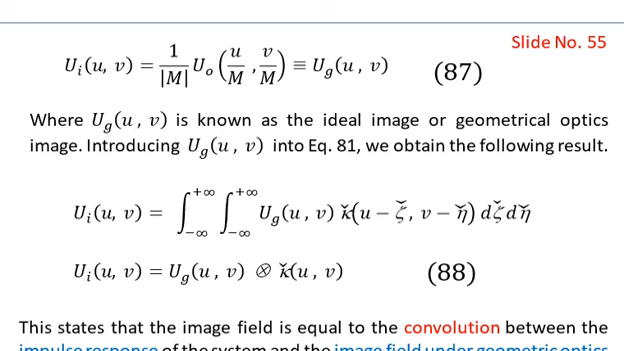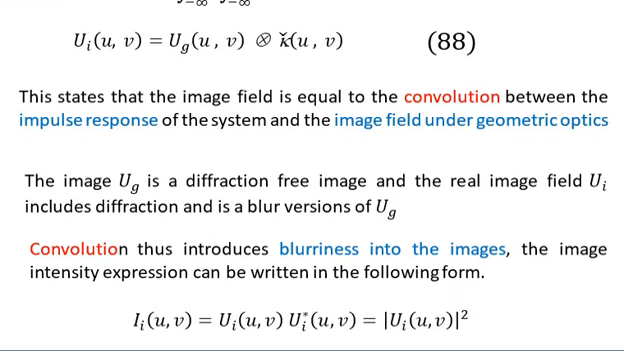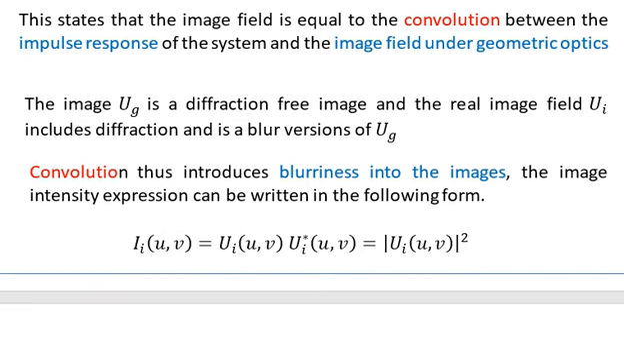So the field at the imaging plane will be equal to the geometrical optics field at the image plane convolved with the kappa of the imaging system. The image u_g is a diffraction-free image, and the real image field u_i includes diffraction and is a blurred version of u_g. So in equation 88, u_i is a blurred version of u_g due to the convolution with kappa. Convolution thus introduces blurriness into the images. The image intensity expression can be written in the following form.